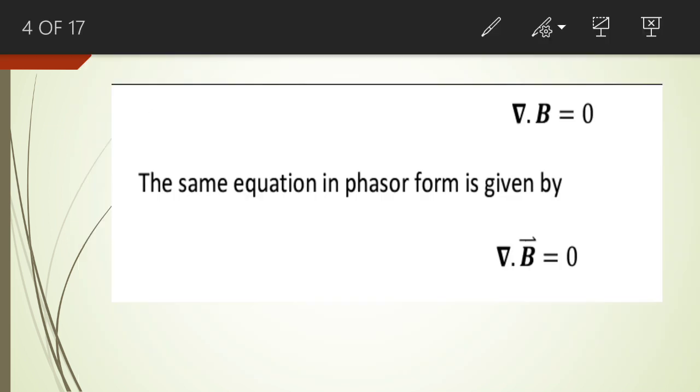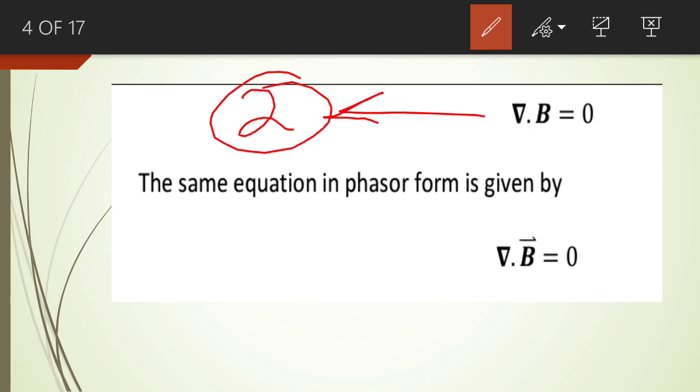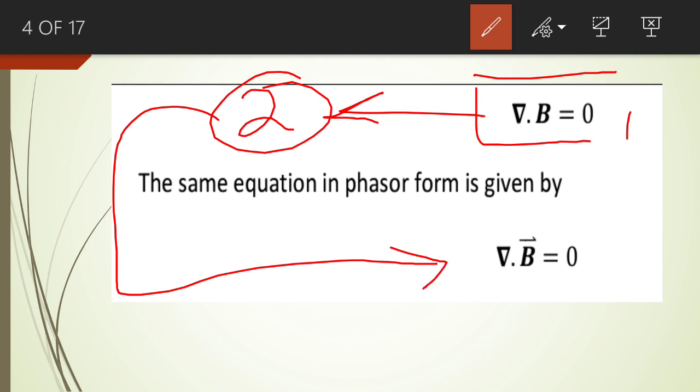So here is the second equation of Maxwell, which says that the divergence of the magnetic flux density is equal to 0. So this is the second equation, that the divergence of the magnetic flux density is 0, and we want to convert this equation into phasor form.